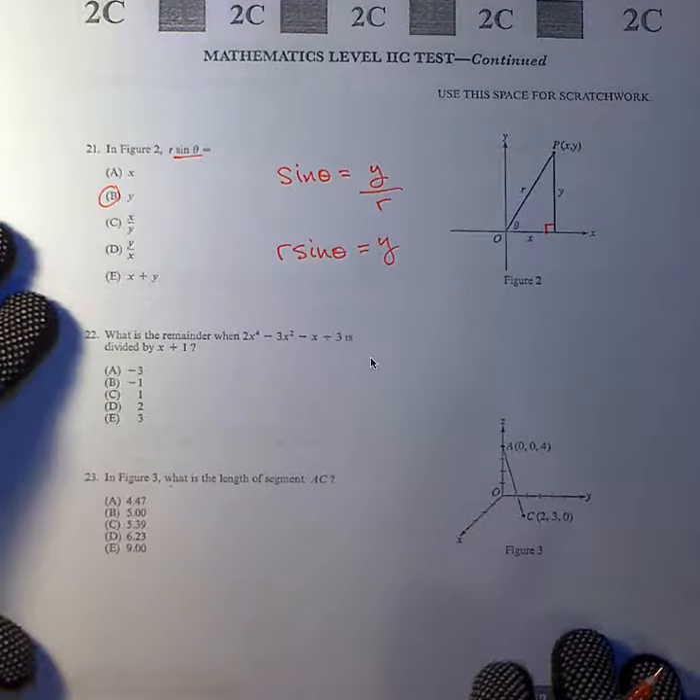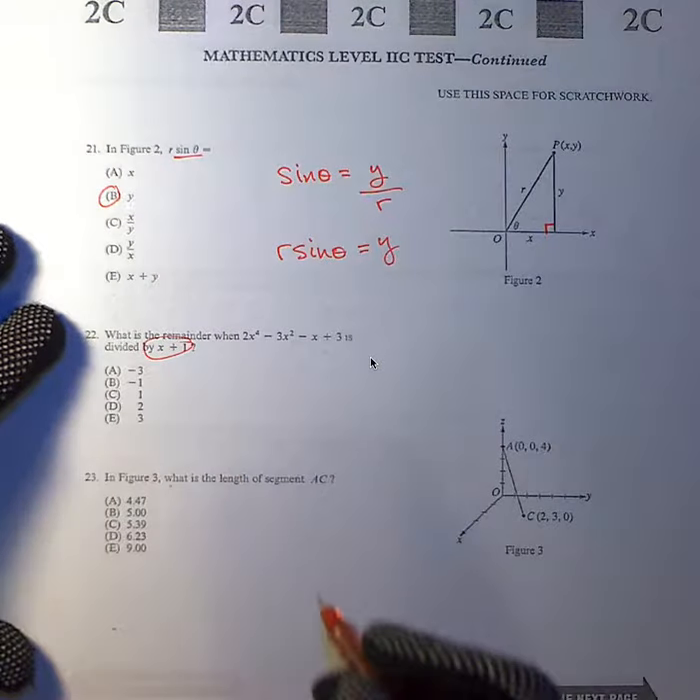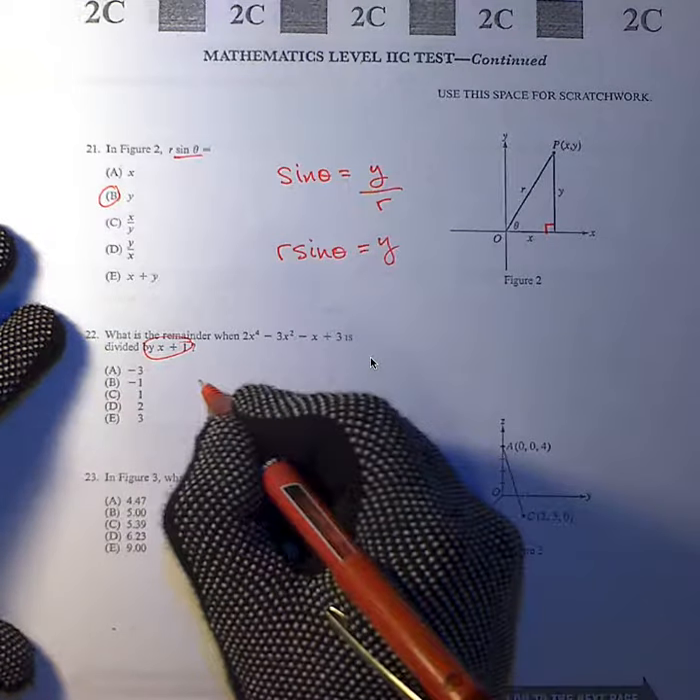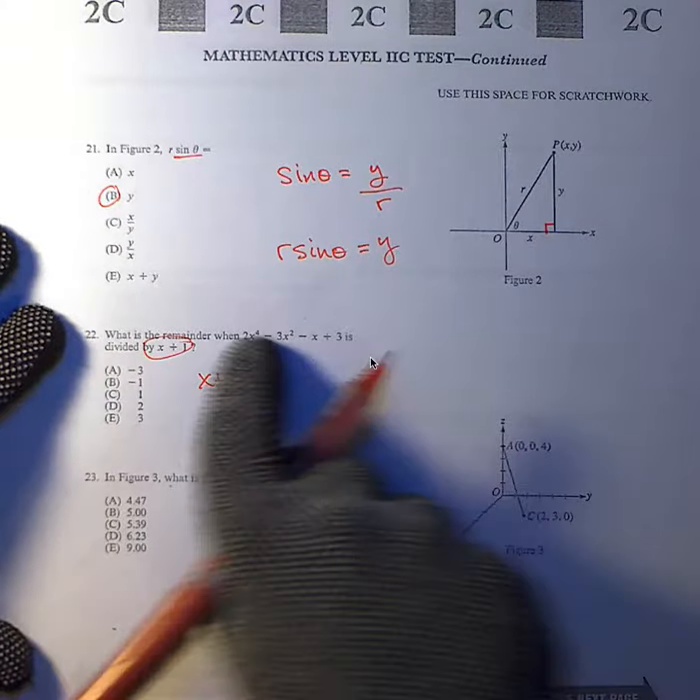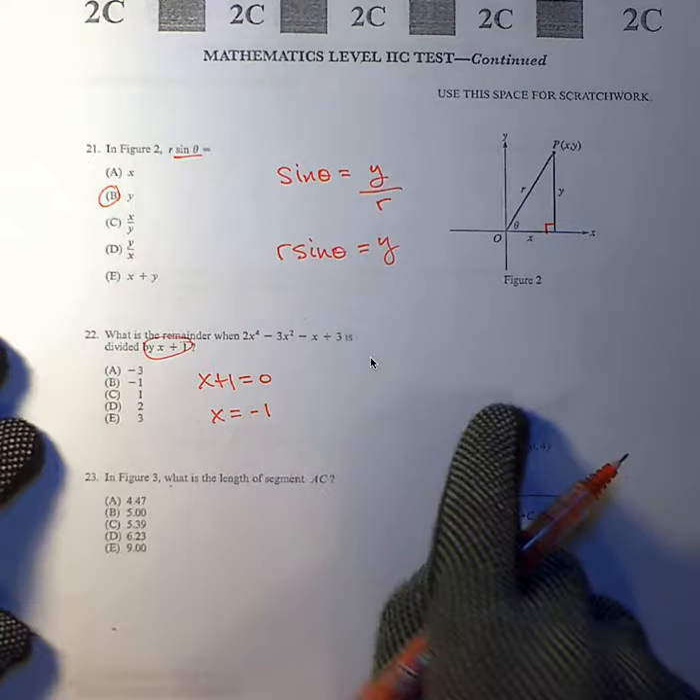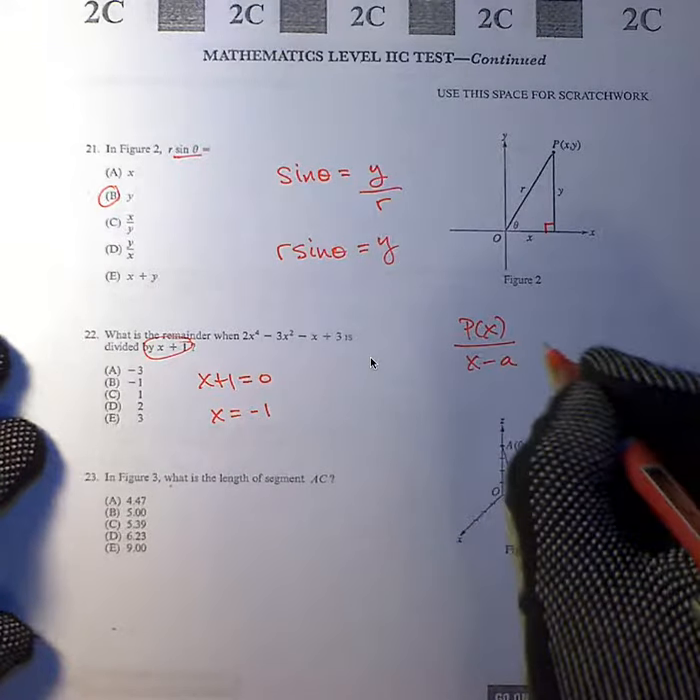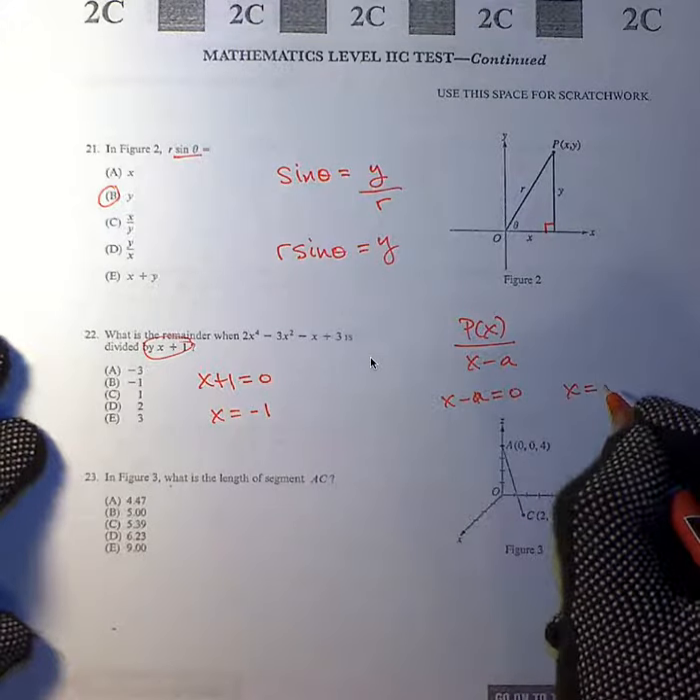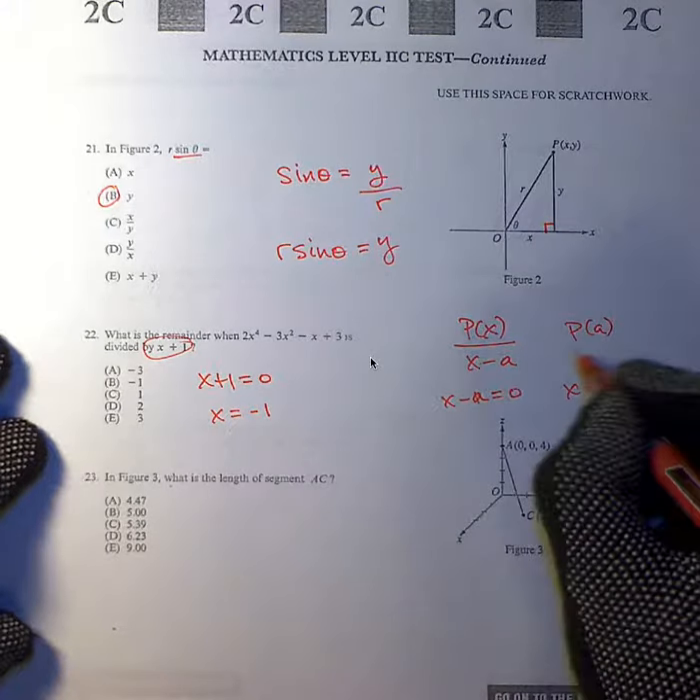Now 22. The remainder theorem says that if you divide by x plus 1, then the remainder will be plugging the zero of x plus 1 into the polynomial. So if you set x plus 1 equal to 0, you get x equals negative 1. If you plug this into the polynomial, then the value you get will be the remainder. This is always true in general. If you have p of x, a polynomial, divided by x minus a, then you first take x minus a and set it equal to 0, which gives you x equals a. And so p of a will be the remainder.